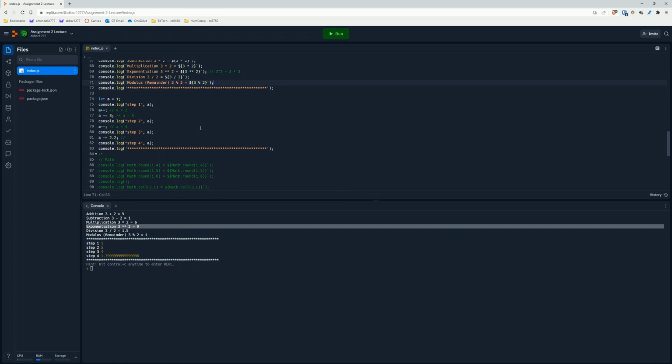Okay, next we have the increment and decrement operators. So here you can see incrementing is plus plus. We have plus equals, minus minus, and minus equals. So plus plus, all you're doing is you're saying that it is increasing by 1. That is all that is. Plus plus means increase by 1.